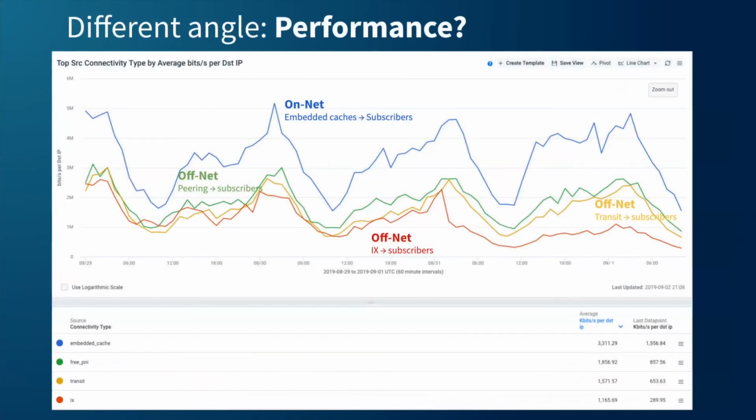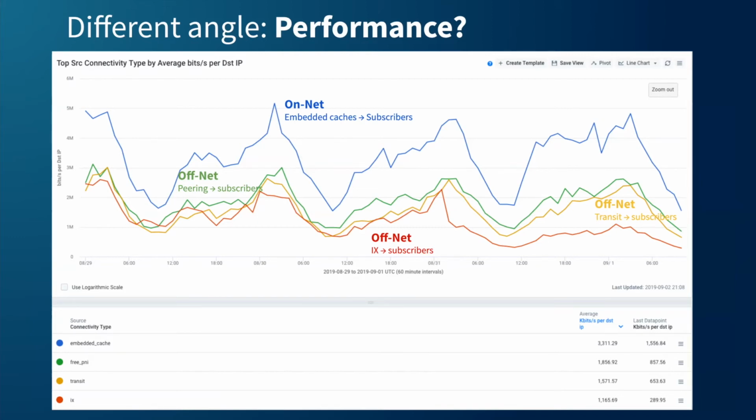Still with that same CDN, let's look at performance. By performance, I'm using a very simple proxy, which is the average bandwidth per destination IP. So I'm looking exclusively at traffic coming in from the embedded appliance in the last mile, and I'm breaking this down by the different types of connectivity. On-net embedded cache to the subscribers is the blue one. The other three are the peering to subscribers, which is the green one, the switch fabric to subscribers, which is the red one, and the transit to subscriber, which is the yellow one.